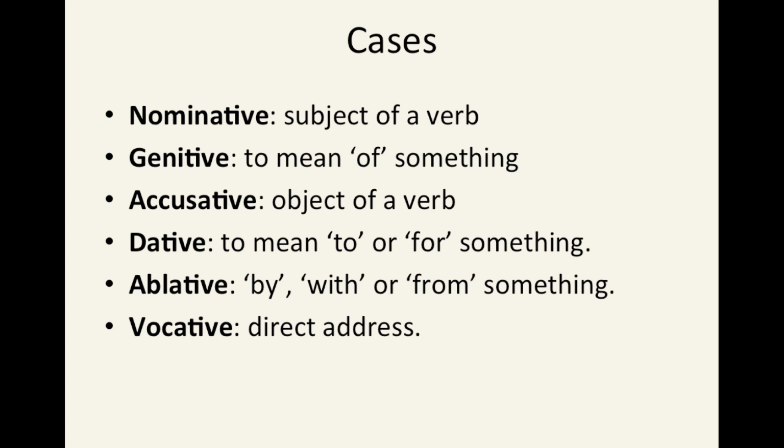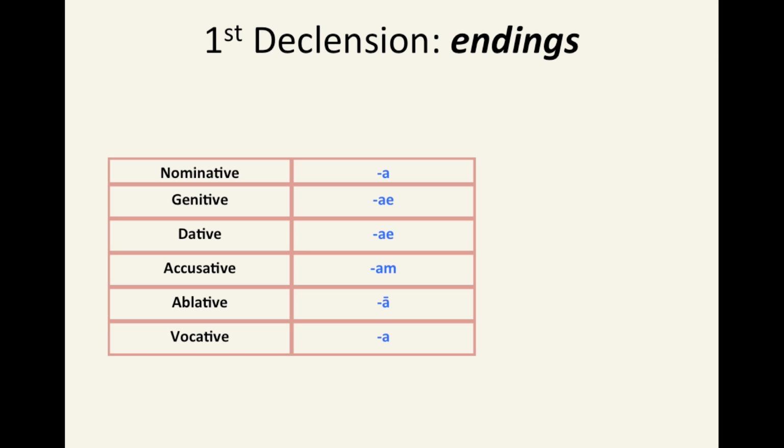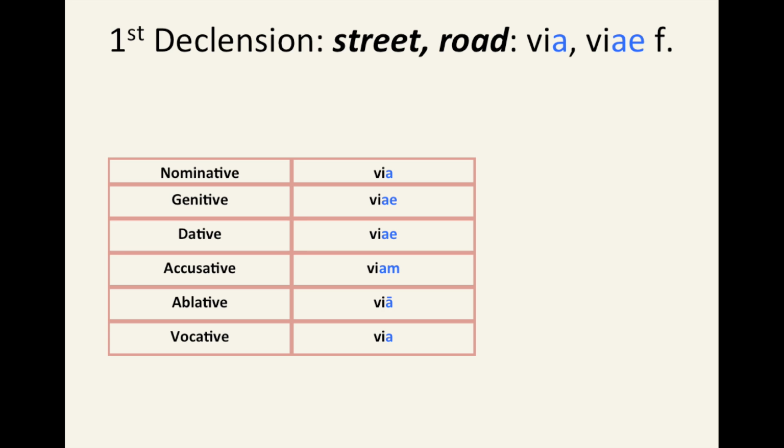Are you ready to decline some nouns yourself? Here are the first declension endings for singular nouns. Notice the nominative and vocative forms are identical, and so are the genitive and dative forms. Let's try a concrete example. Via, a street or a road. The second form gives us our stem, which we add to the endings we've just learned.